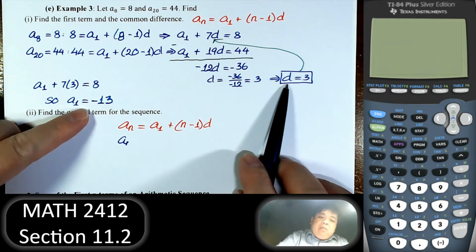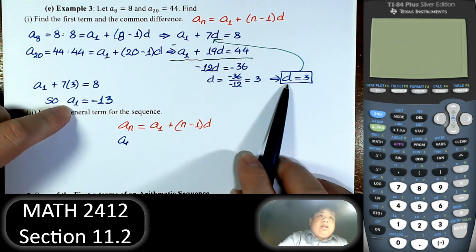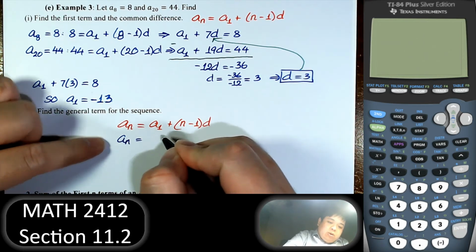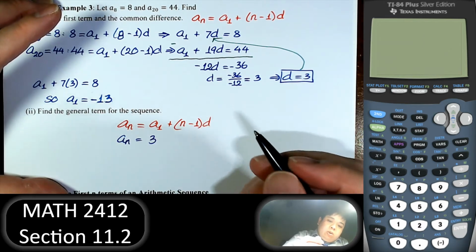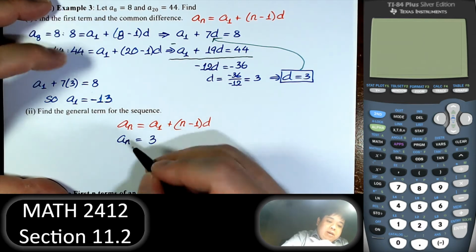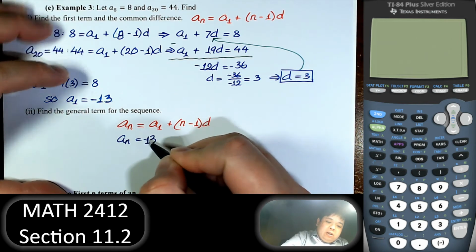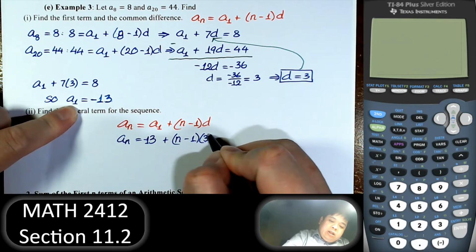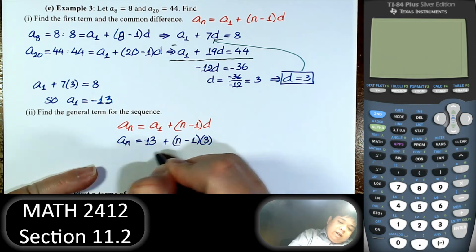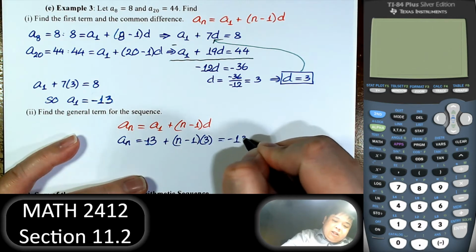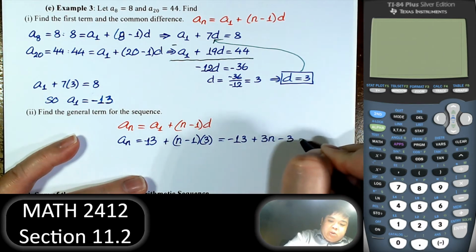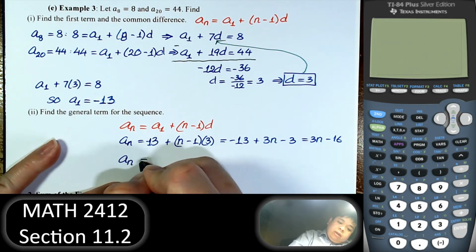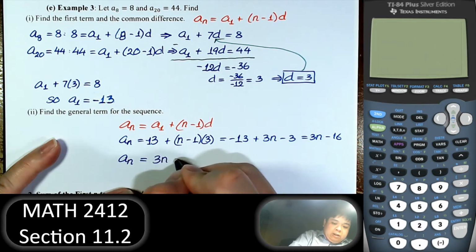So we have the common difference is 3, and the first term is negative 13. I'm just substituting into that formula, and we have a sub n equal to a sub 1, negative 13 for a sub 1 plus n minus 1 times the common difference of 3. Right? So we have a sub n equal to negative 13 plus 3n minus 3. So that is 3n minus 16. So the general term is a sub n equal to 3n minus 16.